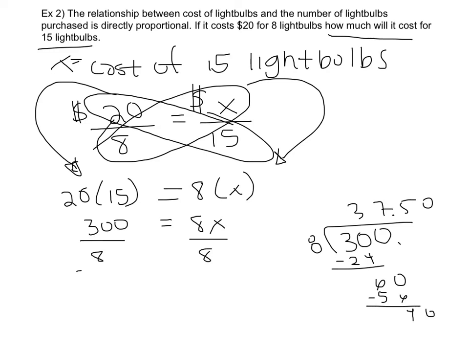Now that I've done my division, I get 37.5 equals x, and I can answer the question. The cost of 15 light bulbs is $37.50.